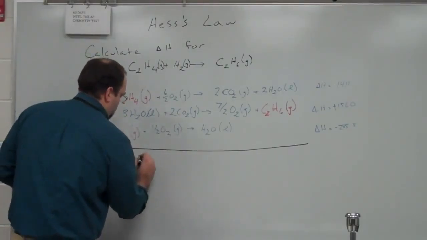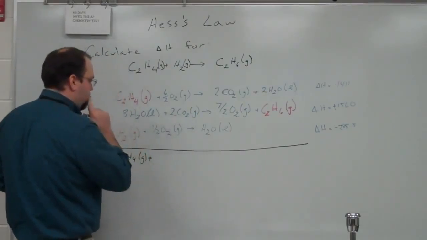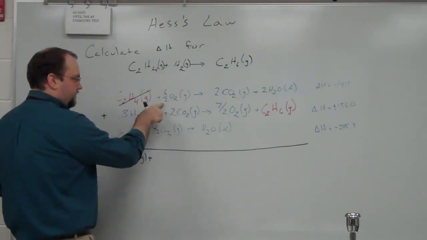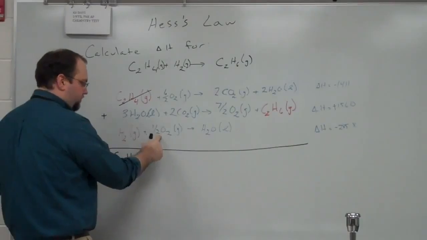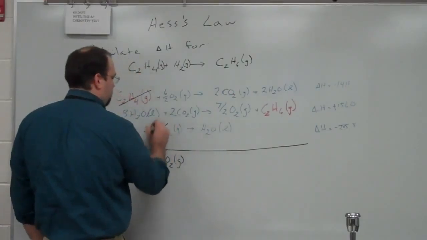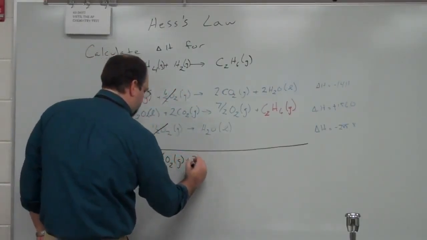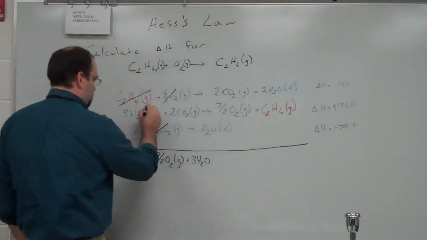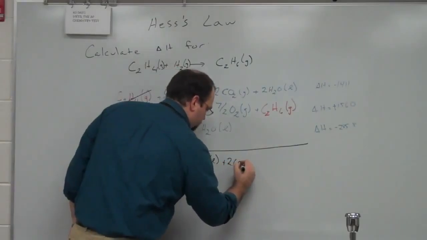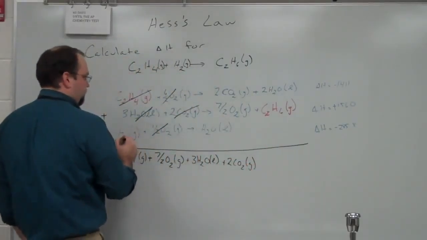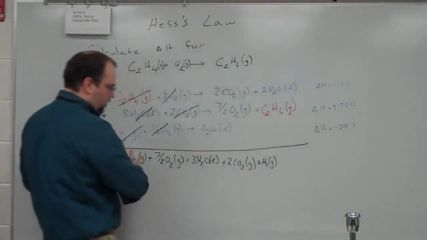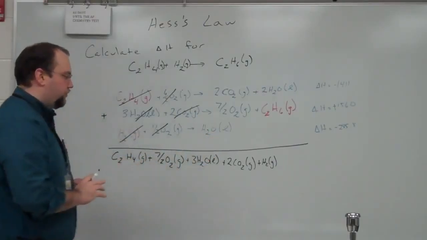C2H4, gaseous, plus I have, let me cross these out as I'm doing it, I have 6 halves O2 here, and 1/2 O2 here, so that's 7 halves O2 total. Cross those out. Plus 3 H2Os. Those are liquids. Plus 2 CO2s. They're gaseous. Plus an H2. Okay, so these are all of my reactants, and I'm going to run out of room.